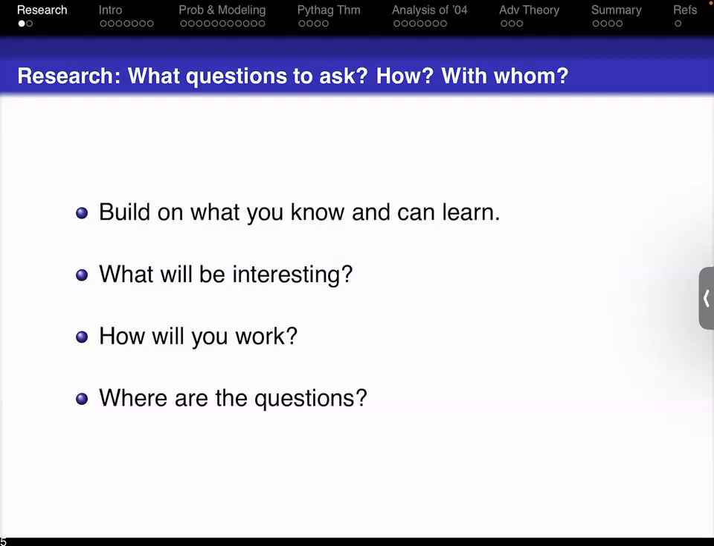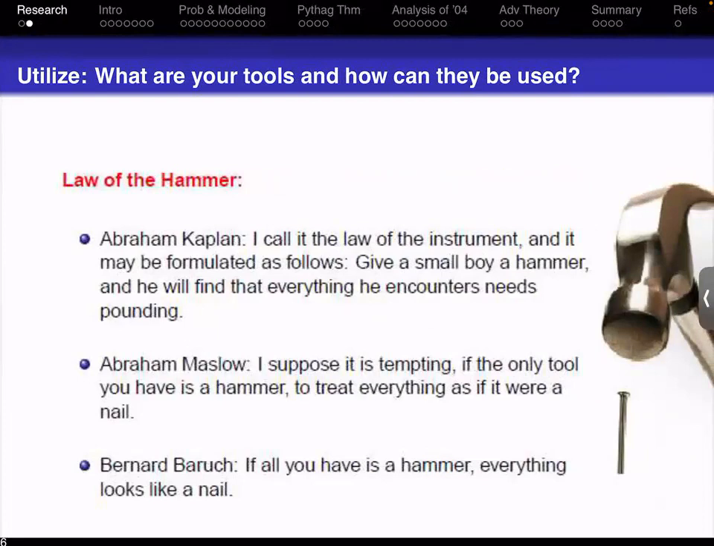So I can't remember if I've shown this slide yet in 150, there's a lot of different ways of formulating the law of the hammer. I like the last one, which is really succinct. If all you have is a hammer, pretty soon everything looks like a nail. There's a couple of ways of looking at this.